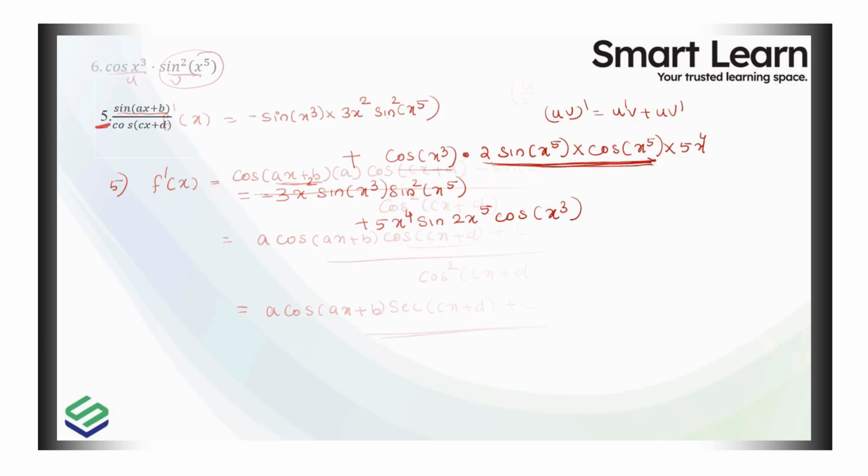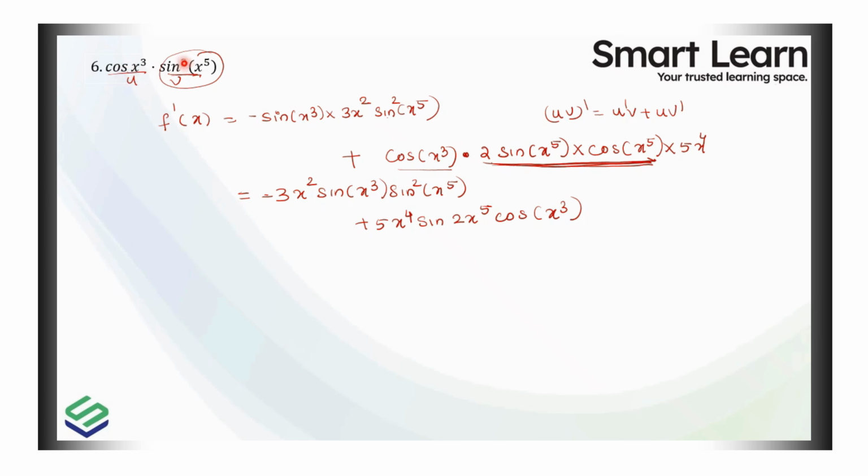Now next is cos of x cube into sin square x raised to 5. Here we need the product rule and chain rule. First is this function, second is this function. The first derivative, cos of x cube, is minus sin of x cube. Then x cube gives 3x square, into the second function, plus cos of x cube into the derivative of sin square: square is there first, that is 2 sin x raised to 5. Then sine gives cos of x raised to 5. Then x raised to 5 gives 5x raised to 4. By simplification, you will get the final answer.